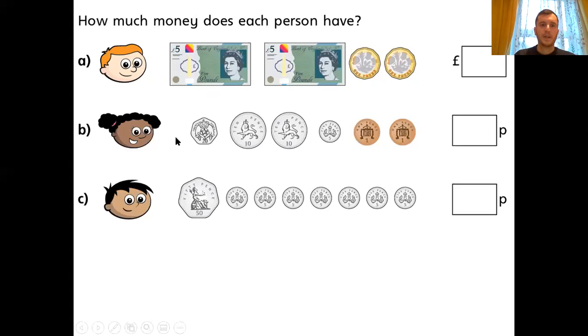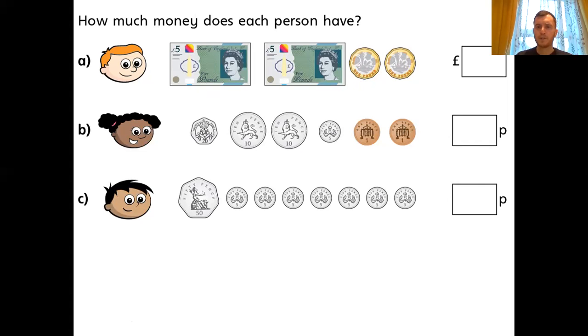So the first question, how much money does each person have? The first one has 2 £5 notes and 2 £1 coins. So how much is that in total? The next one has 20 pence, 2 10 pence, a 5 pence, and 2 1 pence. The next one has a 50 pence, 1, 2, 3, 4, 5, 6, 7 5 pence coins.